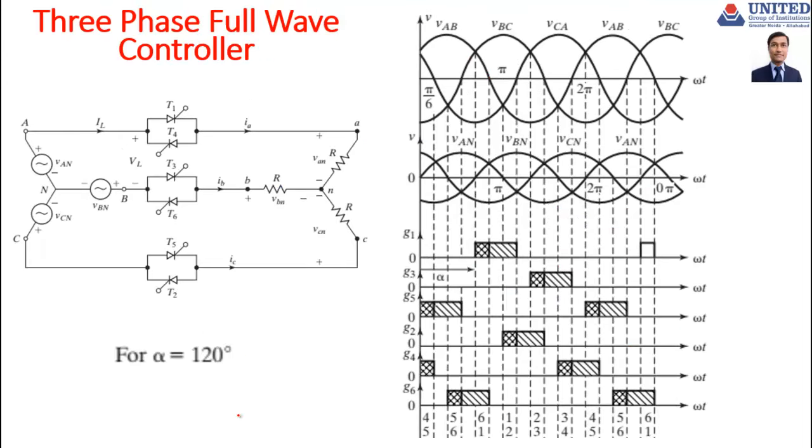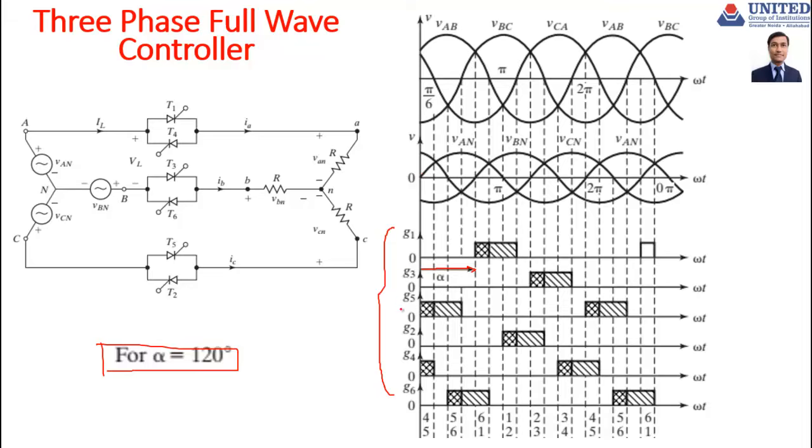Now let us see the case when firing angle alpha is equal to 120 degrees. Similar to the case of alpha equal to 60 degrees, we get the firing pulses for thyristors T1 to T6 for alpha equal to 120 degrees. Here again alpha is counted from the zero crossing of the supply phase voltage, meaning this is the alpha which is counted from the zero crossing of supply phase voltage.